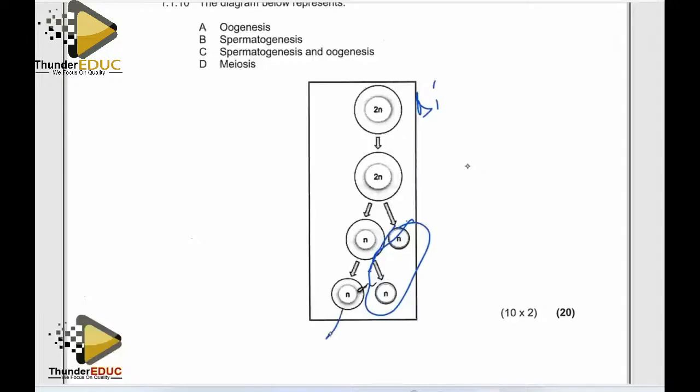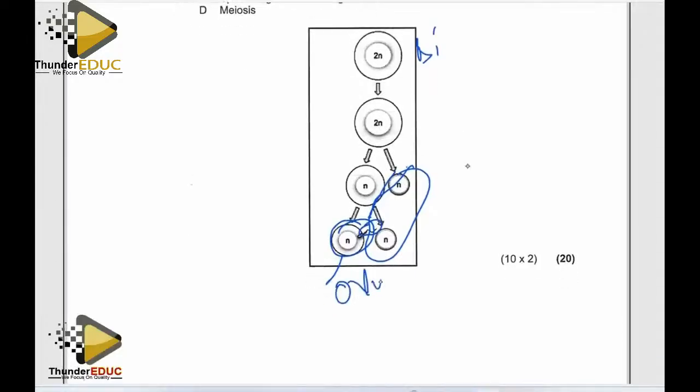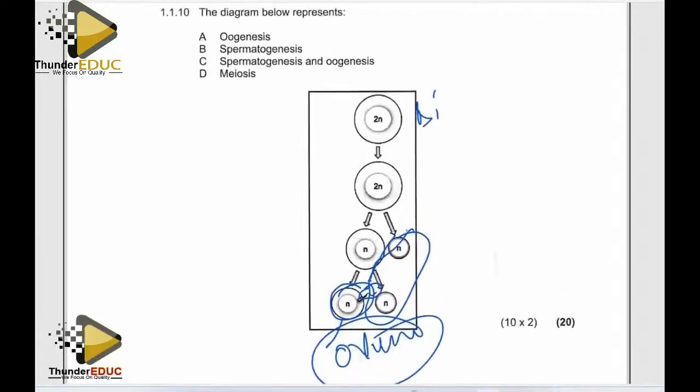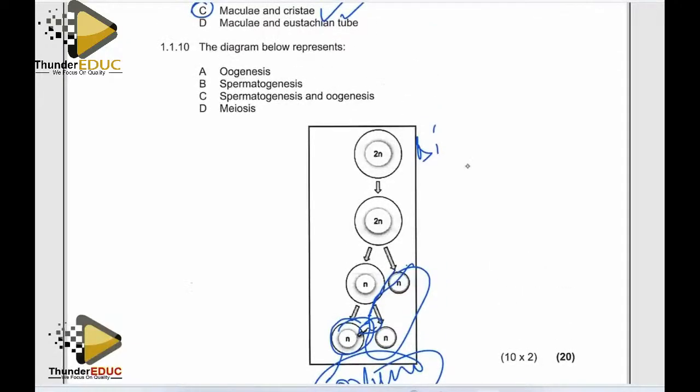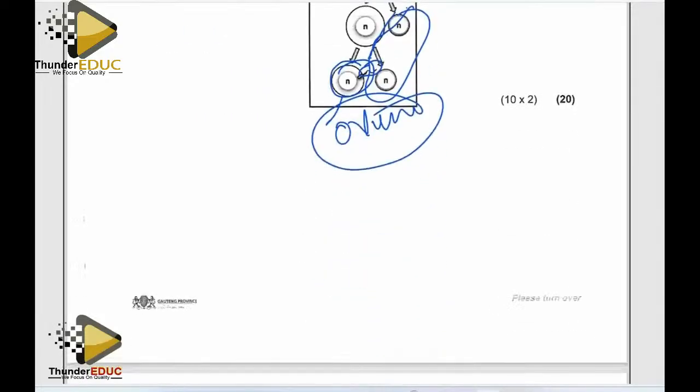But they're trying to show you that this one, a small sperm, is fertilizing it. You understand? A small sperm is fertilizing it. So in actual sense, it forms what we call the ovum. The process by which ovum are being formed is called oogenesis. So the most correct answer in that regard is oogenesis.